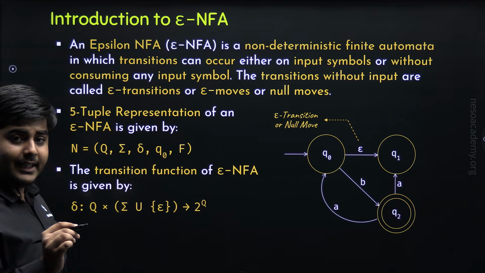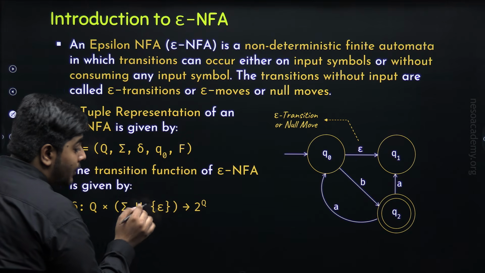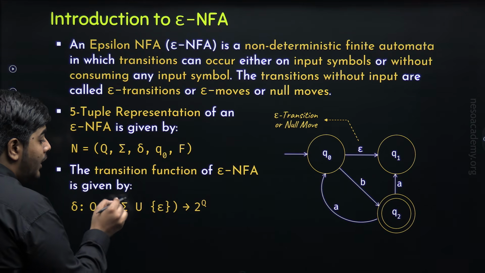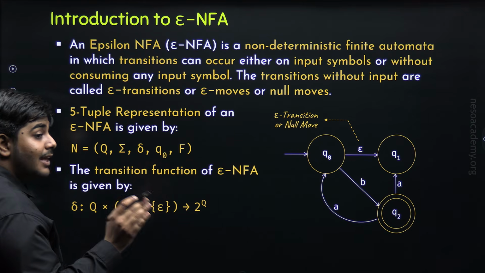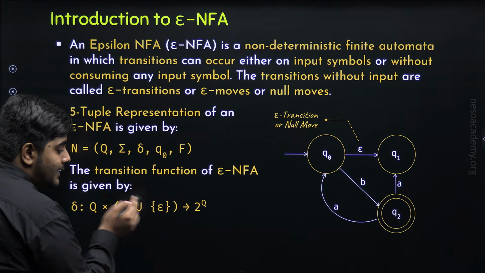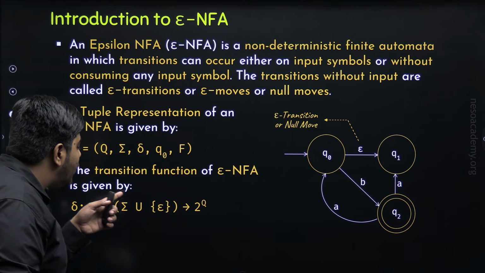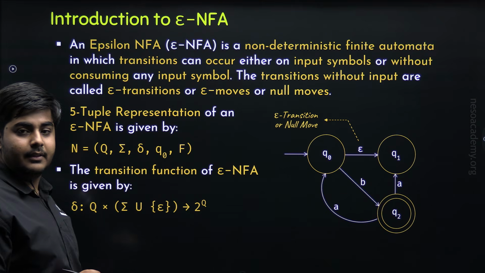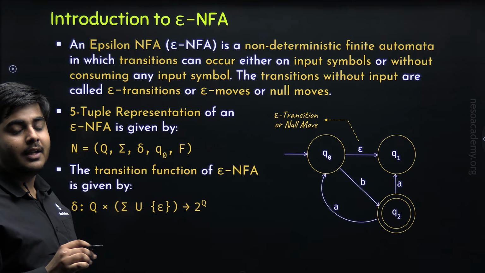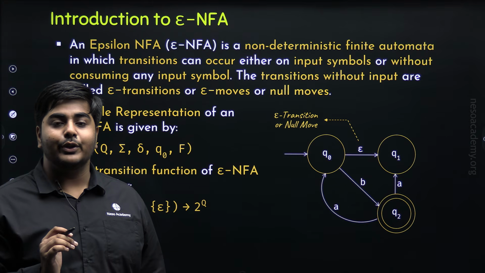But in case of epsilon-NFA, we have taken the union of sigma with epsilon because in epsilon-NFA, the transition can occur due to an input symbol and the transition can also occur without consuming any input symbol. That is an epsilon transition. And to denote this, we have taken the union of sigma with epsilon. So this is the transition function of epsilon-NFA. I hope the 5-tuple representation of epsilon-NFA is now clear to you.